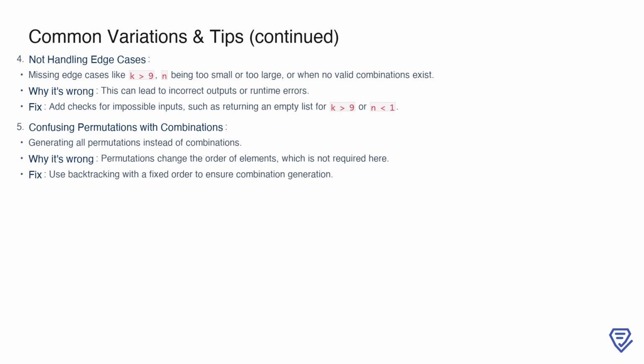Another common confusion is between permutations and combinations. Generating permutations, which involve different orders of the same elements, is not what this problem requires. Instead, you should focus on combinations, where the order of elements doesn't matter. To fix this, use backtracking with a fixed order, ensuring you're only generating combinations.